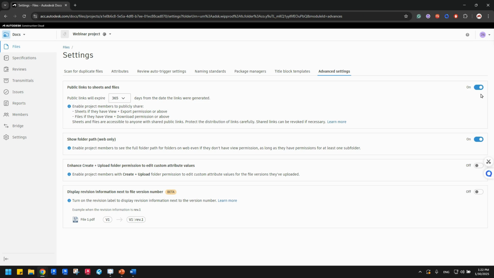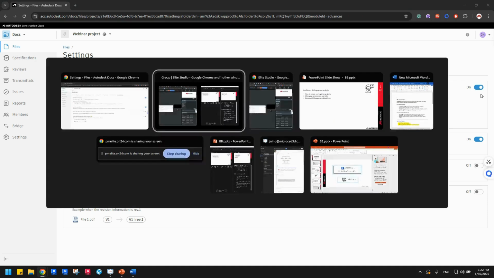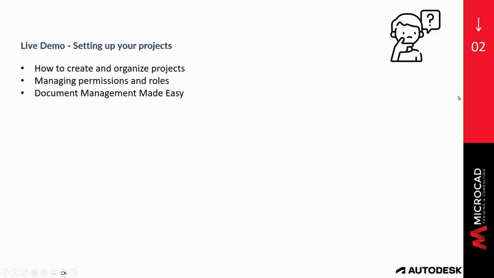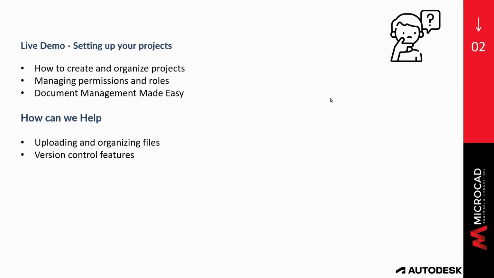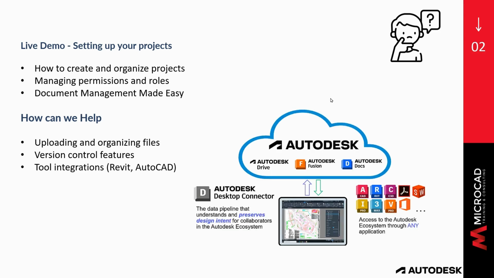But basically, those are going to be the key features that you need to know when you're starting with Autodesk Docs. And as well, something that later we can do is help you. We are going to assist you when it comes to uploading and organizing your files, right? Understanding your version controls. And the most important thing is going to be the tool integrations that you have with your Revit, with your AutoCAD, your PDF files, Office documents, right?